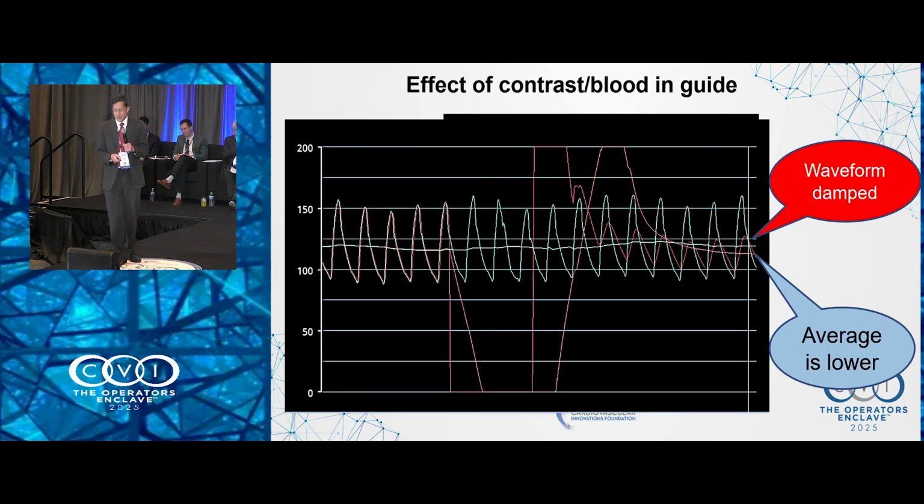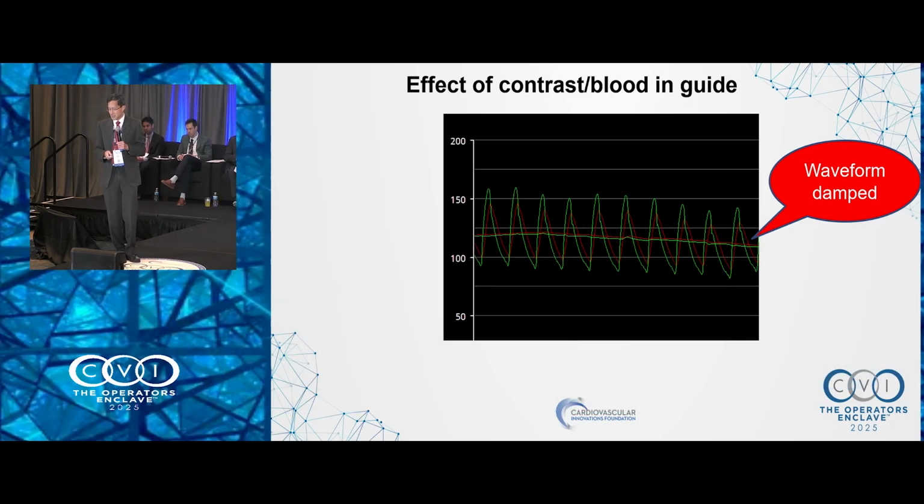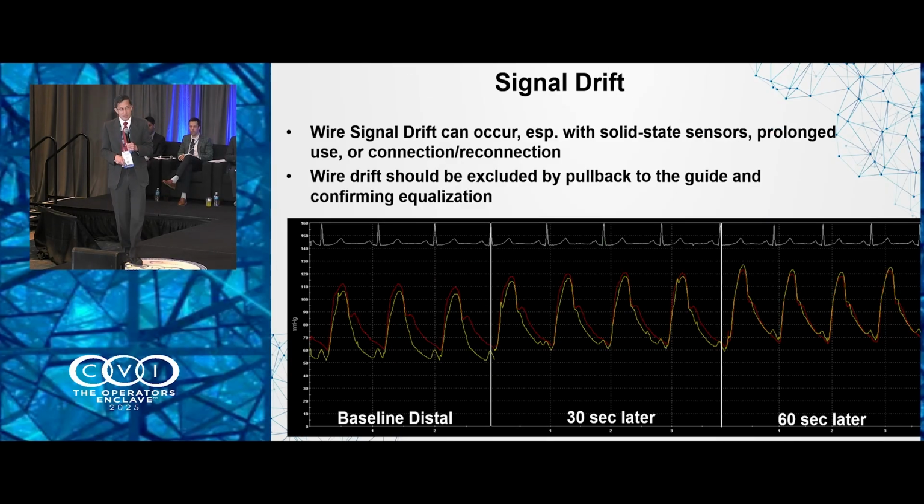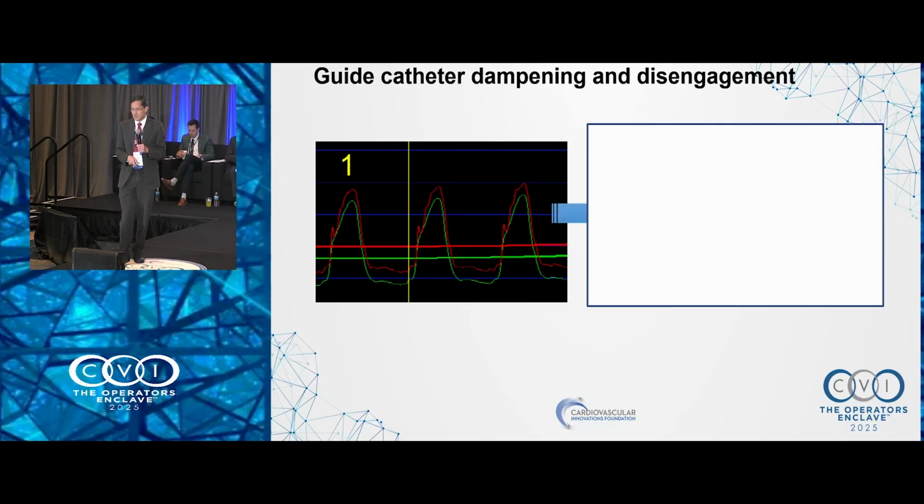If you leave contrast or blood in the guide, this is what happens. Contrast causes a waveform that's damped, and the average is actually lower than, again, the distal pressure. Similarly, just leaving blood in there causes a damped waveform, although it doesn't necessarily change the average. Signal drift happens in up to 17% of cases, and especially with solid-state sensors. And this is very annoying, because you don't necessarily discover it until after you pull back the wire. In some cases, it becomes even more and more severe, even over seconds, and sometimes you need to pull out a whole different wire.